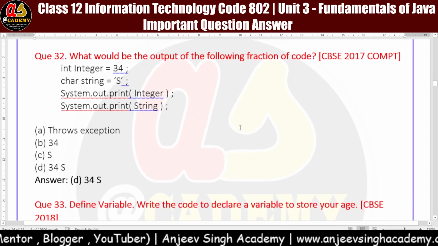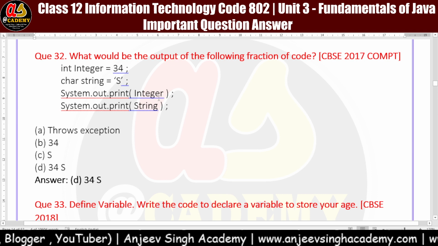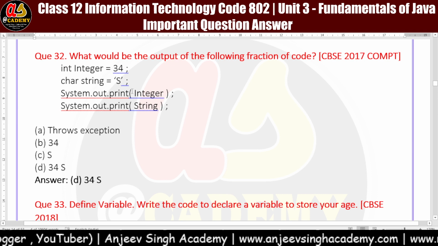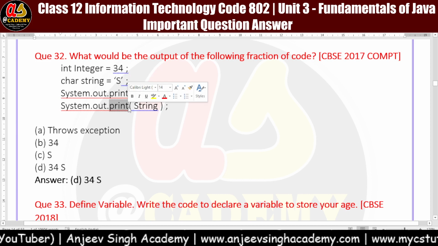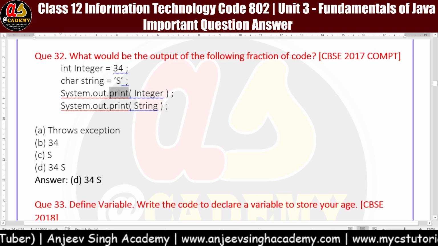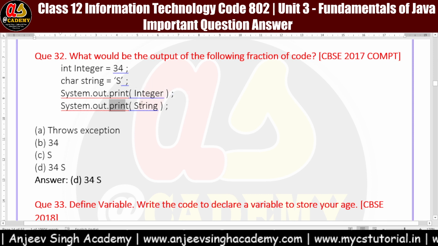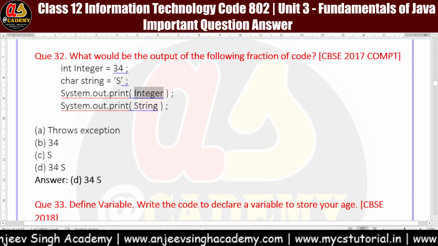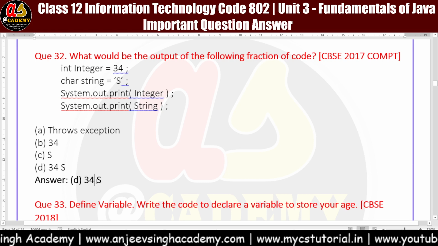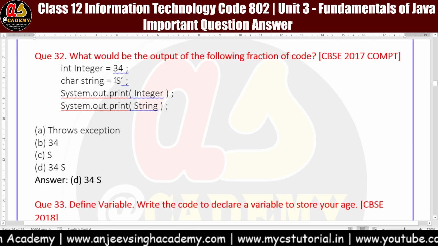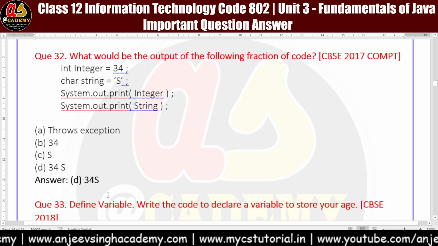What would be the output of the following fragment of code? This is an int 34, a char, and a string, with System.out.print and System.out.println. There is one difference between print and println. Print will leave the cursor on the same line while println moves the cursor to a new line after printing the result. It is going to print the value of the integer, so 34 will be printed, and after that it is not moving the cursor to a new line. The cursor remains in the same position, and it is going to print the s just after this. There is no space between 34 and s.